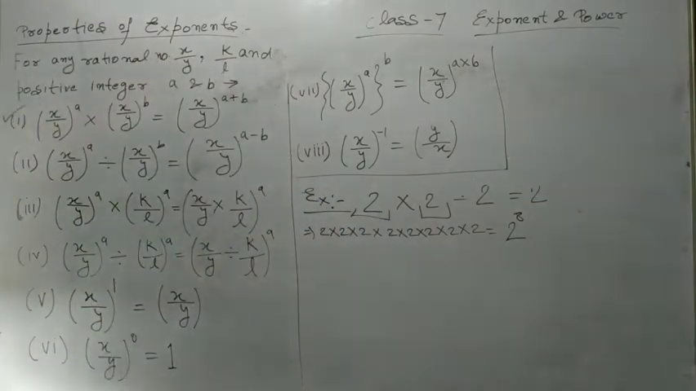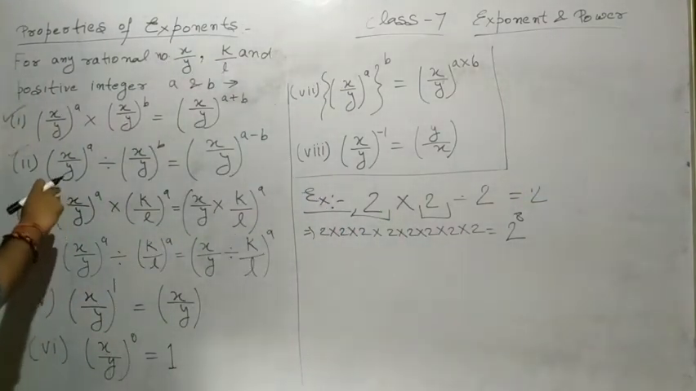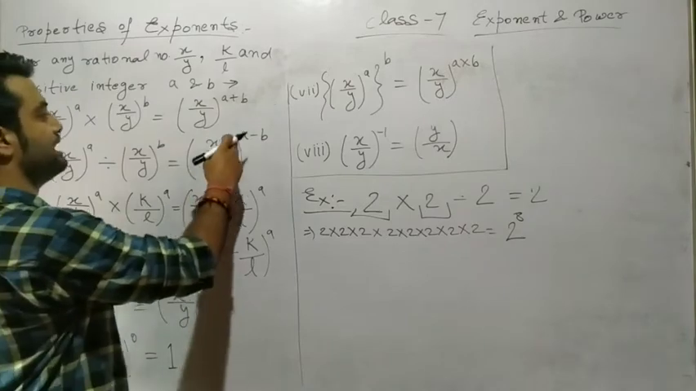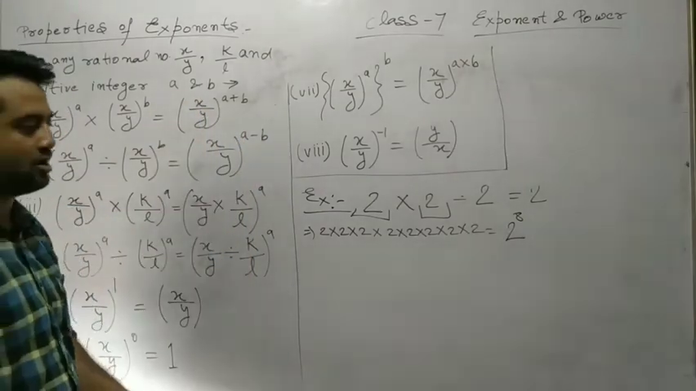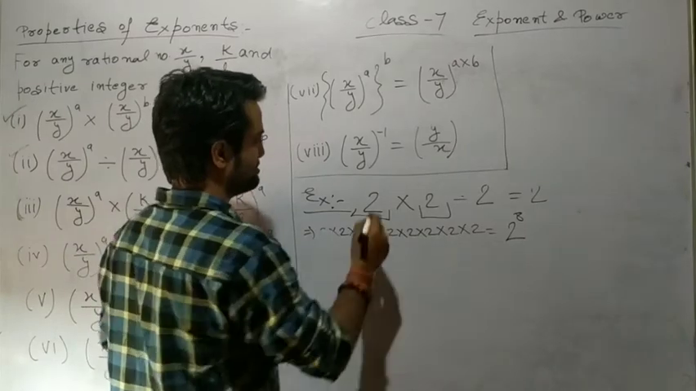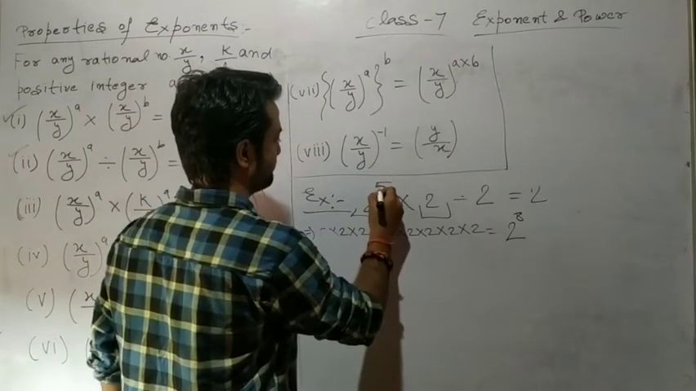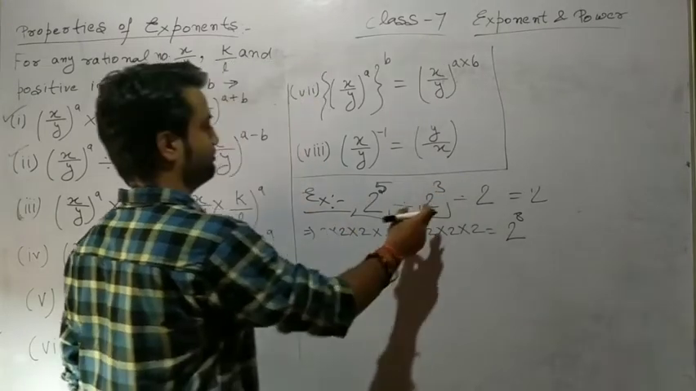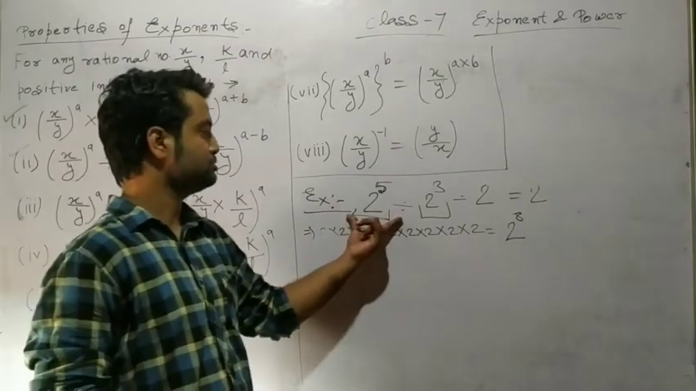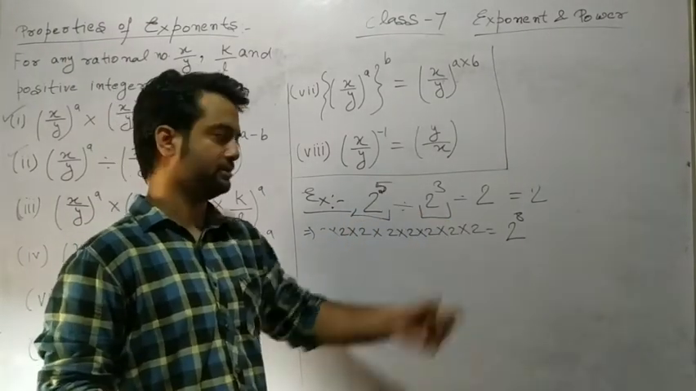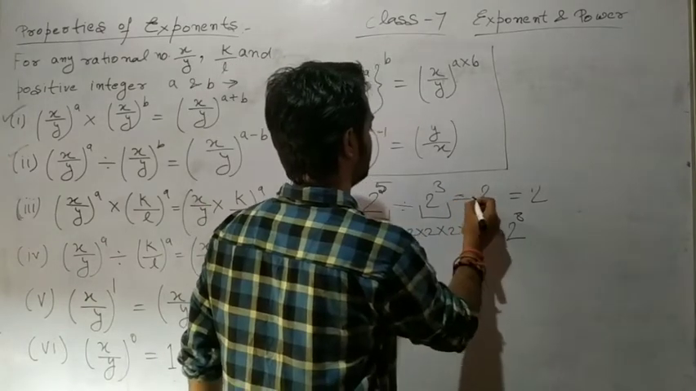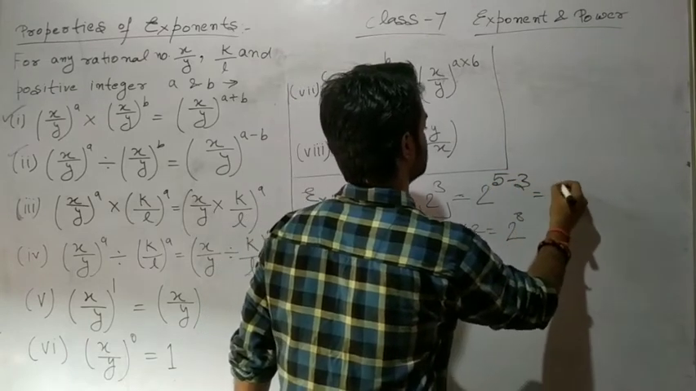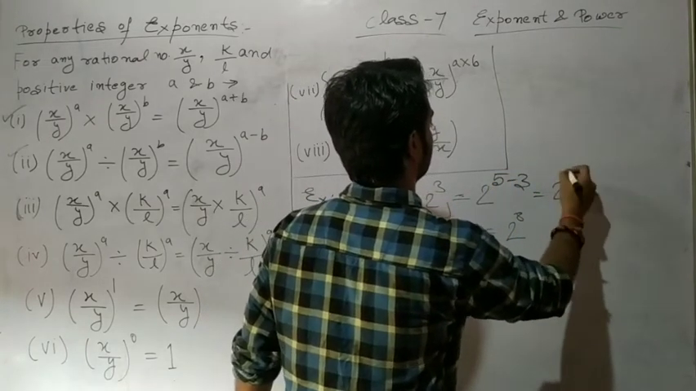In the same way, if you look at the second property, if the same numbers having different exponents are divided, then their exponents are subtracted. How do we do this? Suppose we are dividing 2 raised to the power 5 by 2 raised to the power 3. According to the property, it can be written as 2 raised to the power 5 minus 3. It means 2 raised to the power 2.